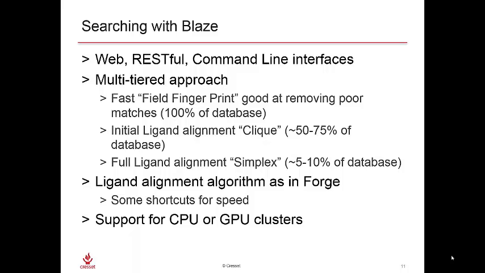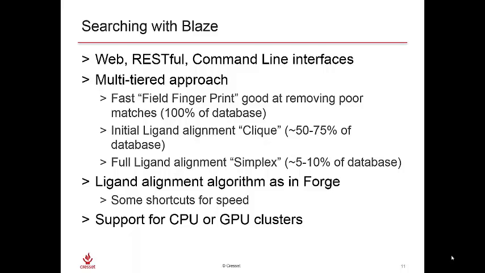Blaze can be configured to run at the command line level or may be run through the convenient web interface. The command line interface can be wrapped with KNIME or Pipeline Pilot or other in-house routing scripts. The Blaze search progresses as a multi-tiered approach, with each subsequent step of increasing refinement. The first pass is a coarse comparison of field prints, which quickly eliminates poor matches. This runs on 100% of the selected Blaze databases.